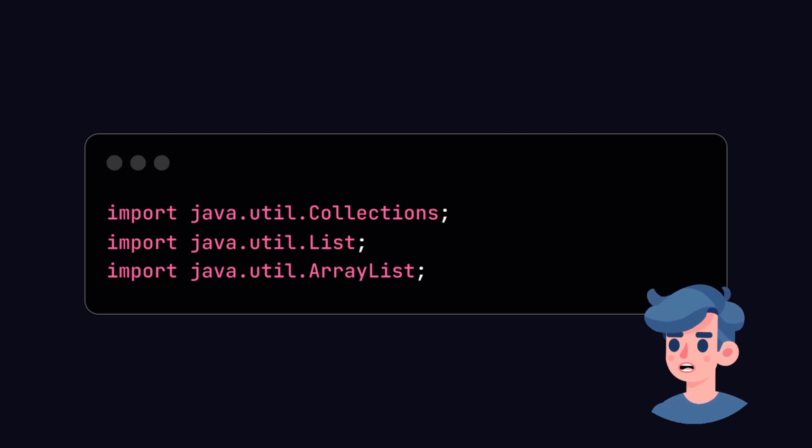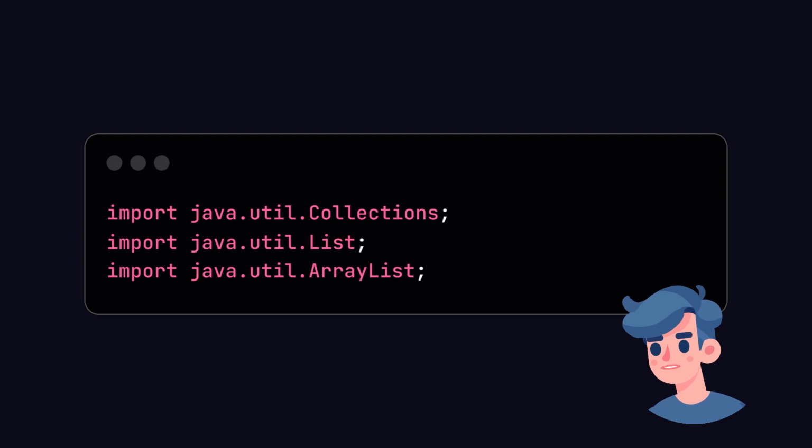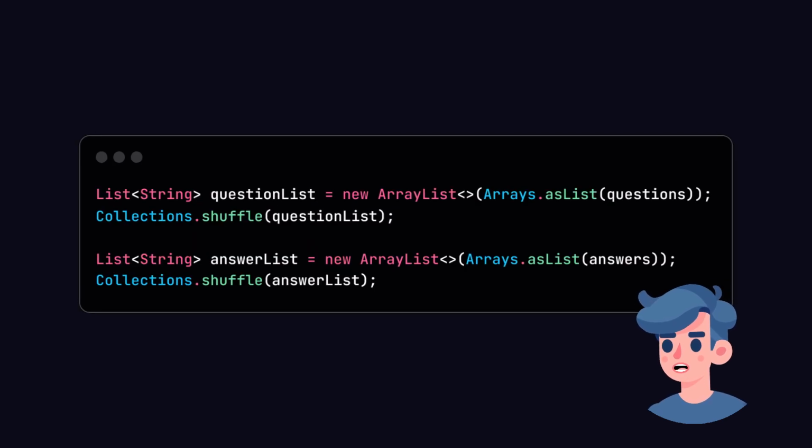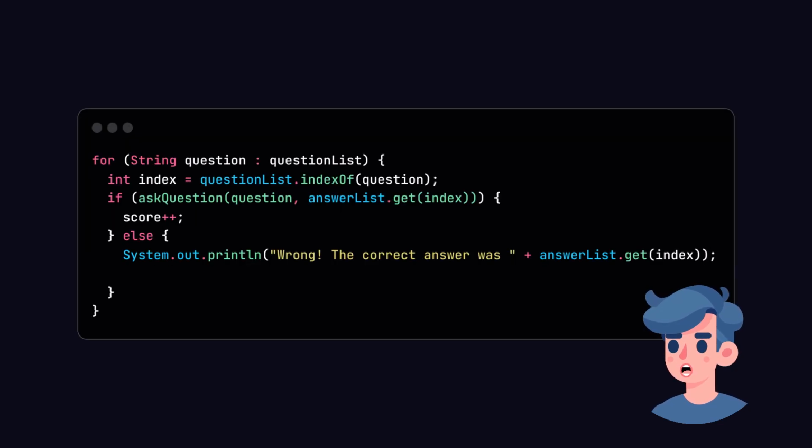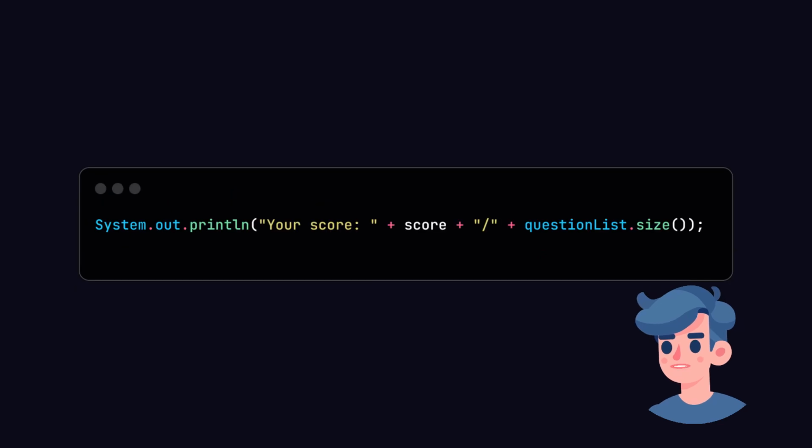Now, let's enhance our game by randomizing questions. We'll use the collections framework to achieve this. We'll create a list from our questions and answers, shuffle these lists, and then ask the questions from the shuffled list. Next, we'll loop through the shuffled questions to ask them. Make sure to adjust your logic accordingly, since the answer list must correspond to the randomized questions. Don't forget to adjust the final score printing section to reflect the randomized questions.